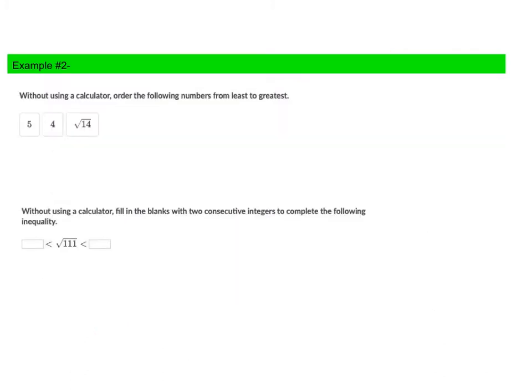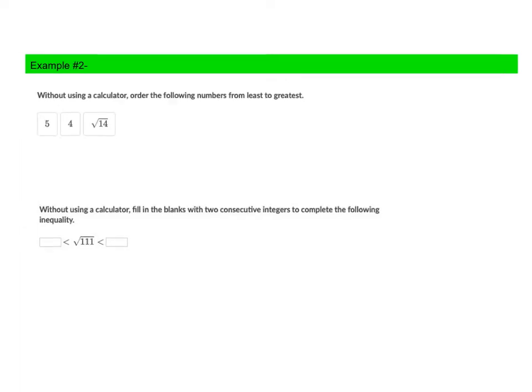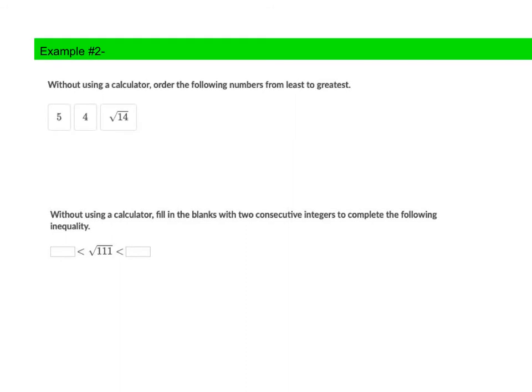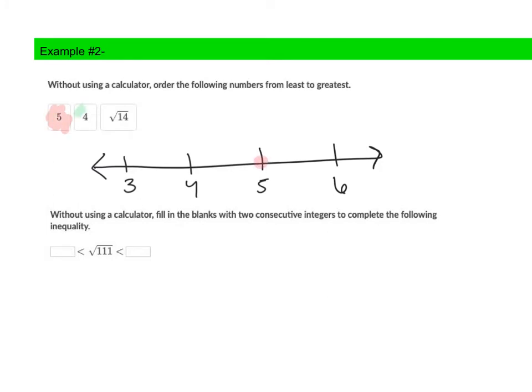All right, my next example says, without using a calculator, order the following numbers from least to greatest. What's nice is that I have 2 whole numbers, 5 and 4. So I can go ahead and place those on a number line. Let's just start with maybe 3, 4, 5, 6. So I know that I can put 5 right here, and I can put 4 right here on the 4.